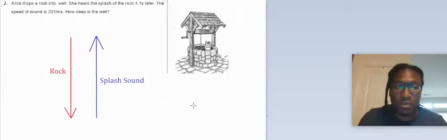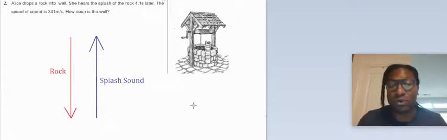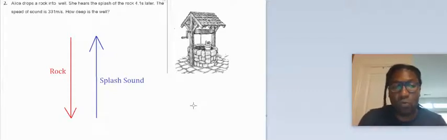So we know the rock has to travel downward a certain distance. That's the depth of the well. And then once the rock hits the bottom where the water is, the sound wave has to travel back up the same distance so that the sound wave will hit Alice's ear. So we're going to need two distance formulas.